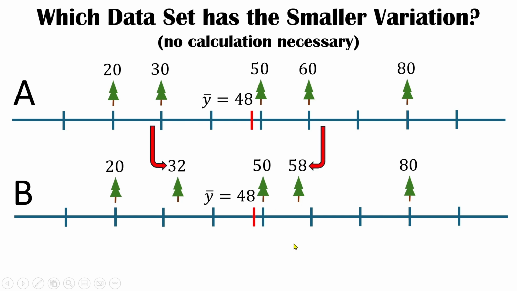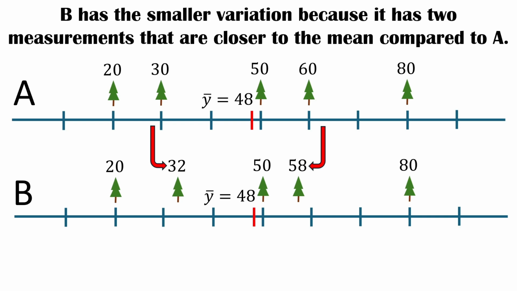And so moving these two data points closer to the mean is going to reduce their deviances, which has the effect of reducing the sum of squares. So it's data set B that has the smaller variation because it has two measurements that are closer to the mean value compared to data set A.